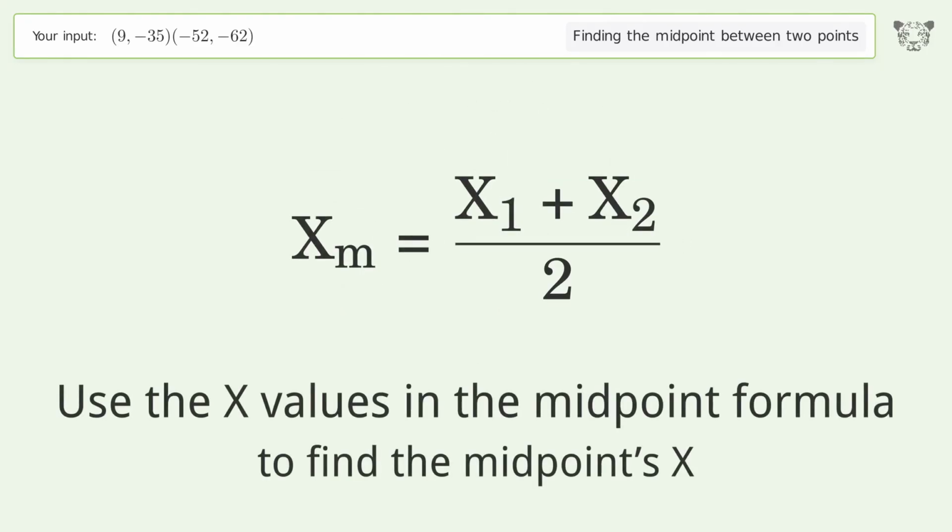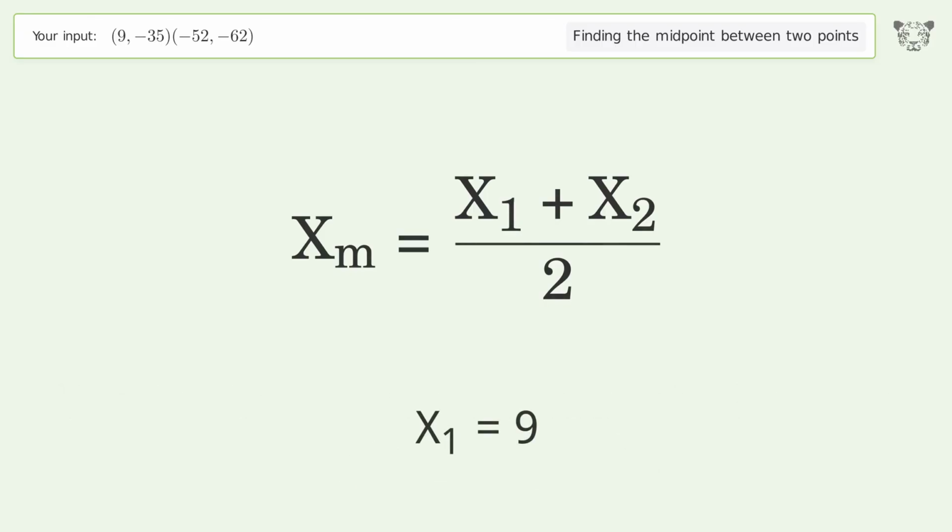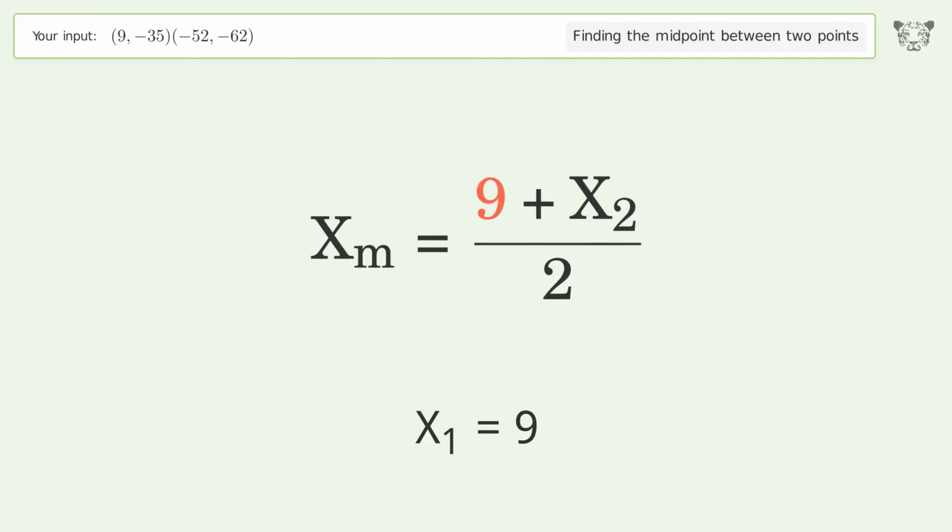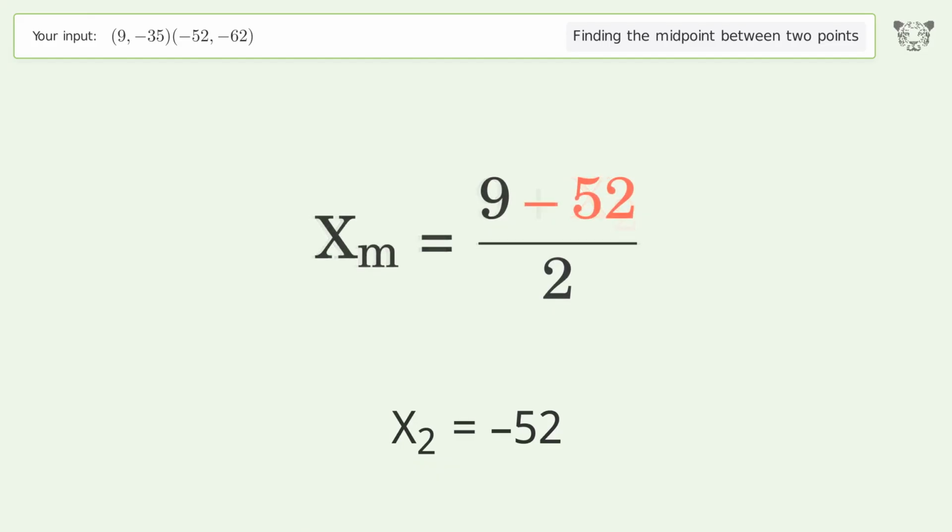Use the x values in the midpoint formula to find the midpoint's x. x1 equals 9. x2 equals negative 52. Simplify the arithmetic.